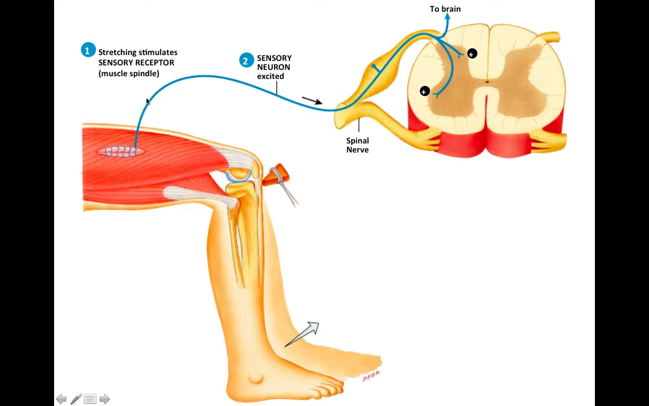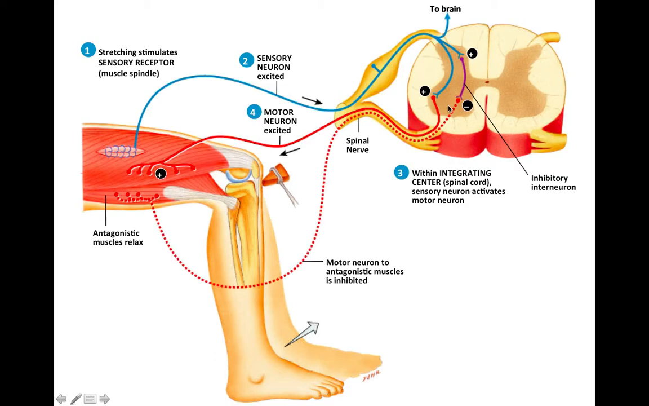That sensory information is carried along, goes into the spinal cord through the dorsal root, and you have some information going to your brain just telling you what's going on, so you're consciously aware of it, but your brain is not going to contribute to what is actually going to be done, the outcome. You see an interneuron right here, but the reason this is classified as a monosynaptic reflex is because you only see one synapse right here.